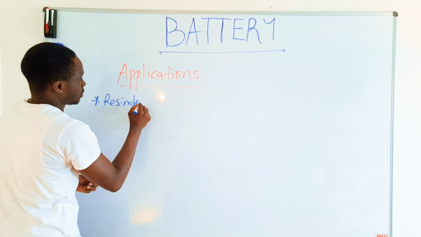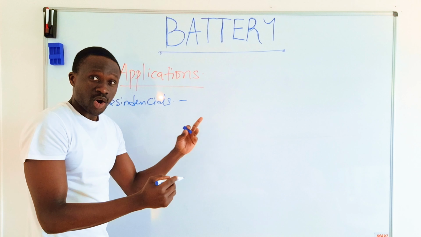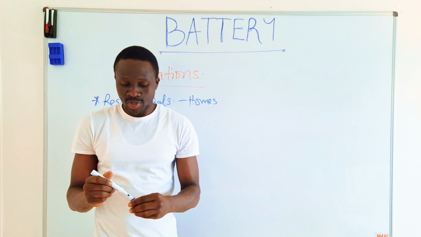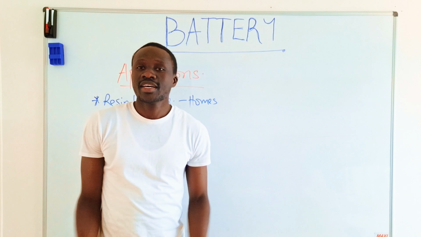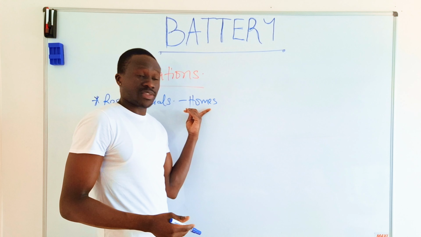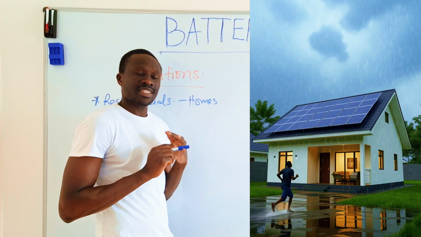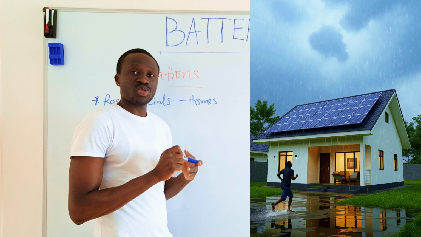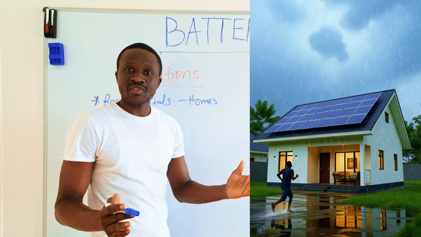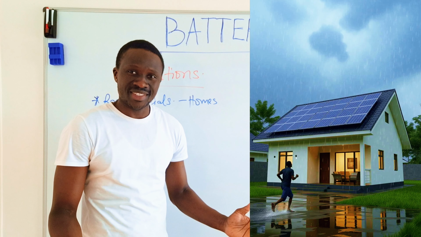Residentials. These are homes, okay? Our homes, those are the residentials where people stay. In our residentials, this battery is going to help us to light our TVs, to light our lights, to switch on our fans, to do a lot of things, to charge our phones. That is residential. And we have seen that these batteries are useful at our homes, okay?